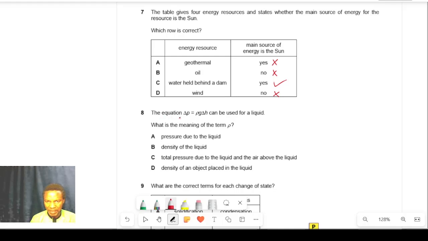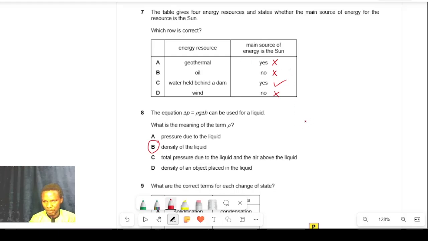Okay, so number 8. The equation, the pressure is equal to density multiplied by acceleration due to gravity multiplied by the depth, can be used for a liquid. What is the meaning of the symbol rho? So rho stands for the density of the liquid. That is B.